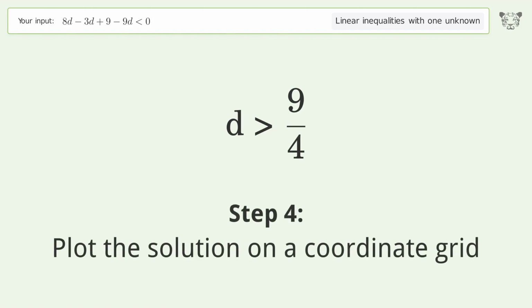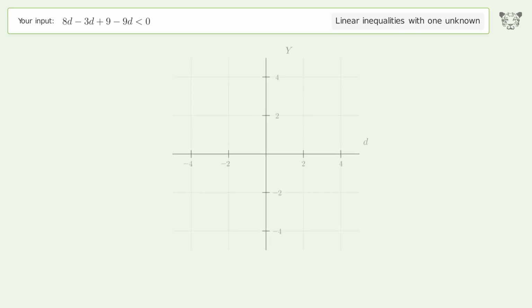Plot the solution on a coordinate grid. And so the final result is d greater than 9/4 greater than 21/4.